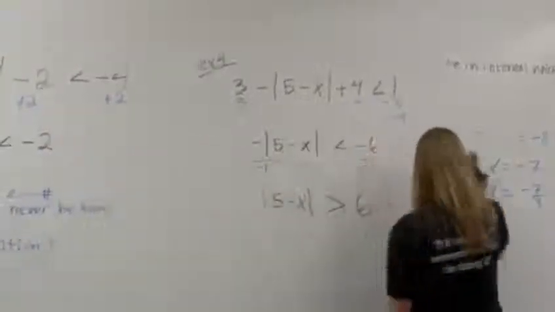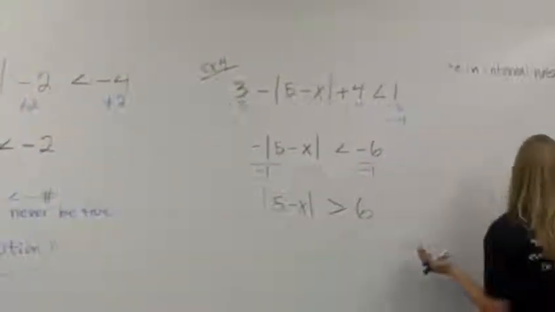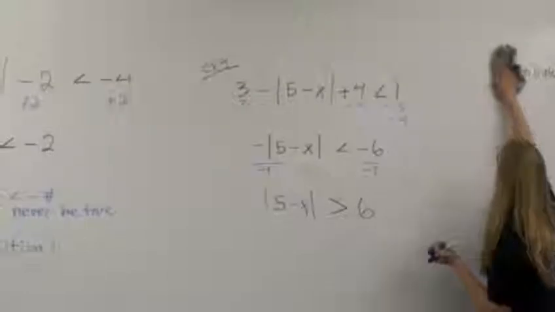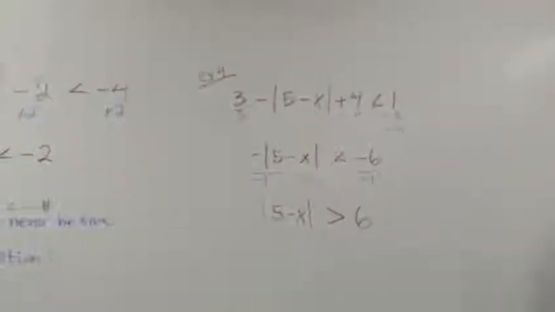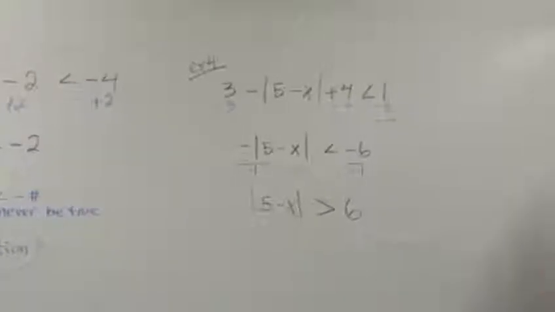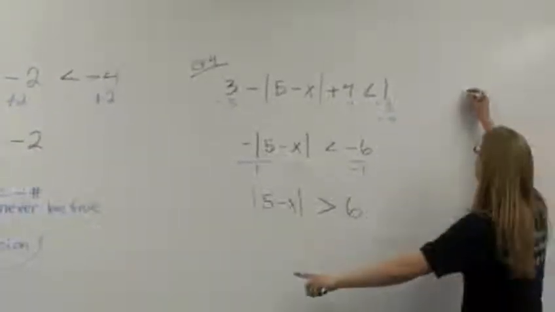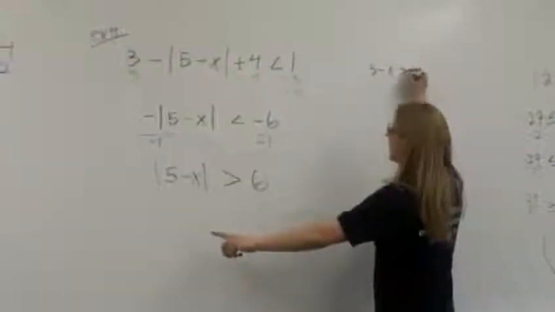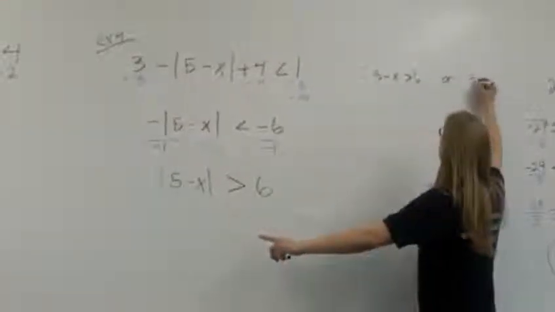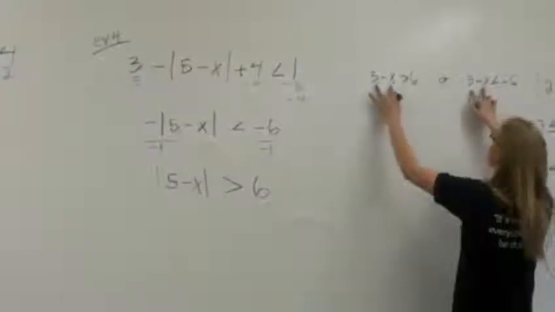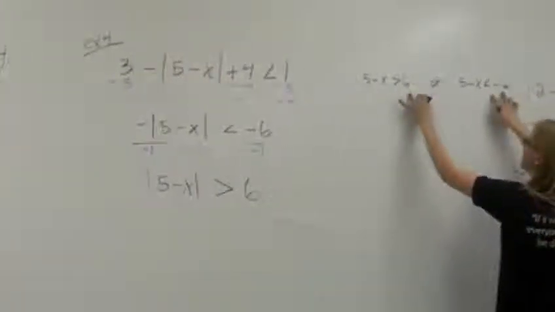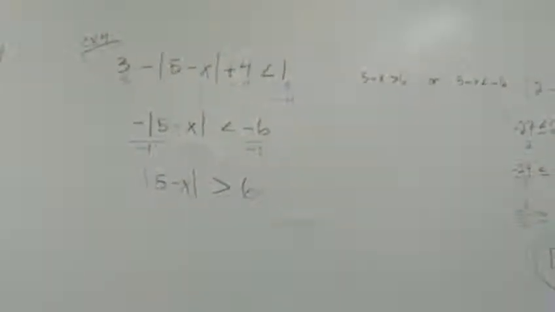Okay. Then what do we have to do? Now the absolute value is by itself. We have to identify which case it is. Which case is this one? The third one. Finally, I haven't done a third one yet today. So the third one, I break it up with that word or. So that's going to be 5 minus x is greater than 6, or 5 minus x is less than negative 6. Remember, what's inside the absolute value stayed the same. It's the other stuff that switched once I broke it up.